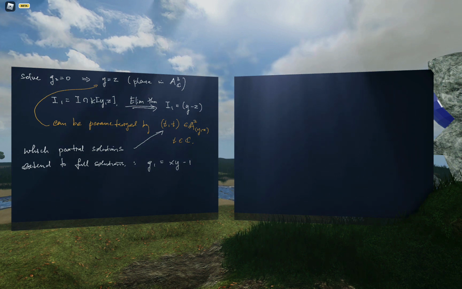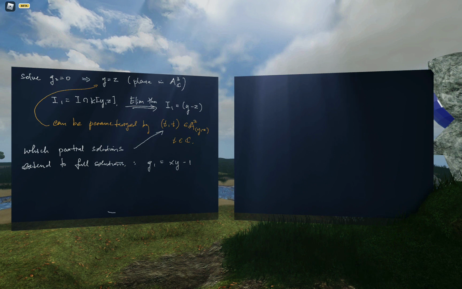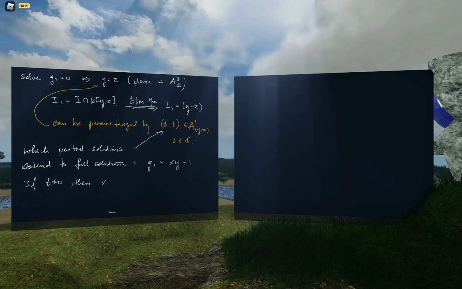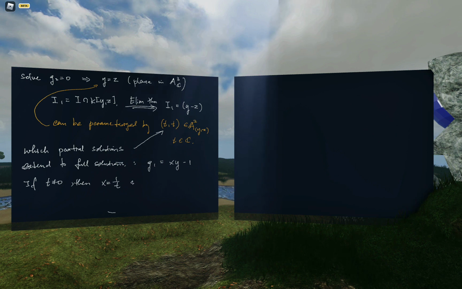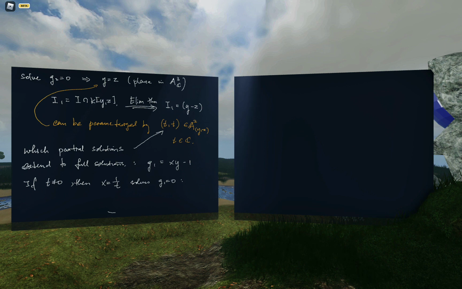All right, x equals t, and y can just be 1 over t. Or the other way around: y is t and x is 1 over t. So if t is not 0, then x equals 1 over t works. x equals 1 over t solves G1 equals 0.